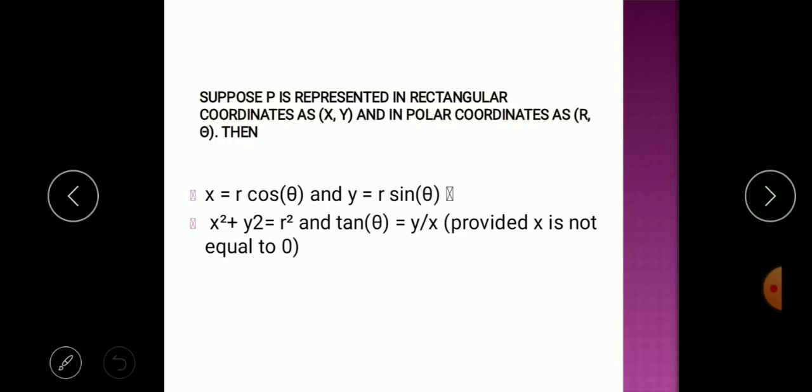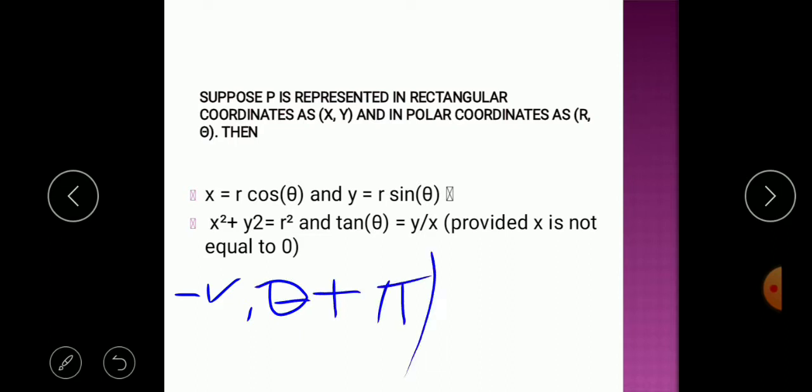If r is less than 0, then we know an alternate representation for r and theta is negative r, theta plus pi. Since cosine of theta plus pi is equal to negative cosine theta and sine of theta plus pi is equal to negative sine theta.